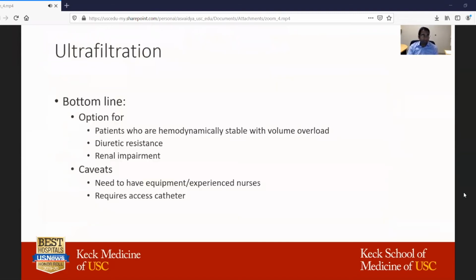So the bottom line is it's an option for patients who are hemodynamically stable with volume overload, diuretic resistance, and renal impairment. But the caveat is that you need to have one of these specialized systems and experienced nurses that can actually do it. And it doesn't always require a dialysis catheter. It requires some sort of access catheter. That creates some issues in terms of risk and infection.